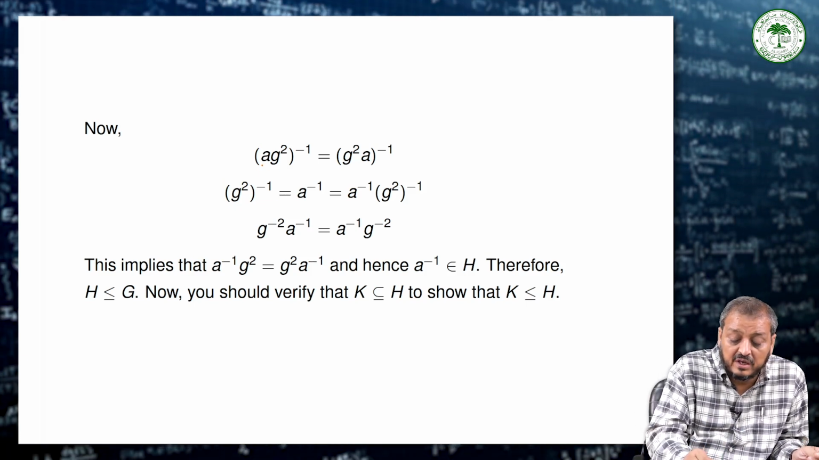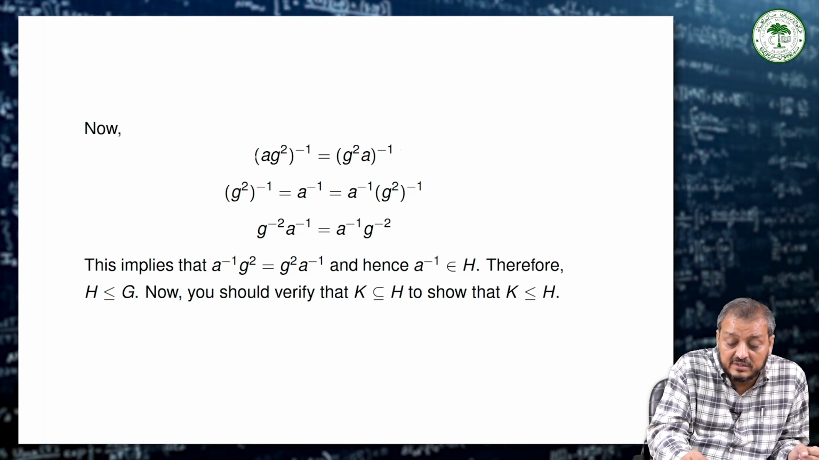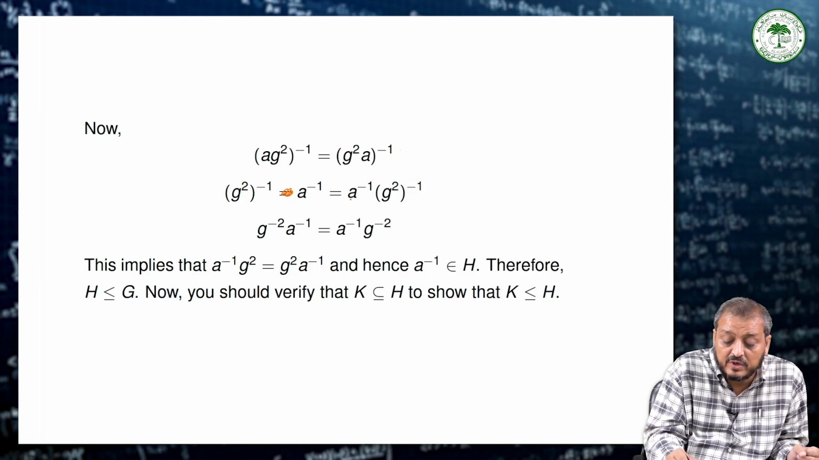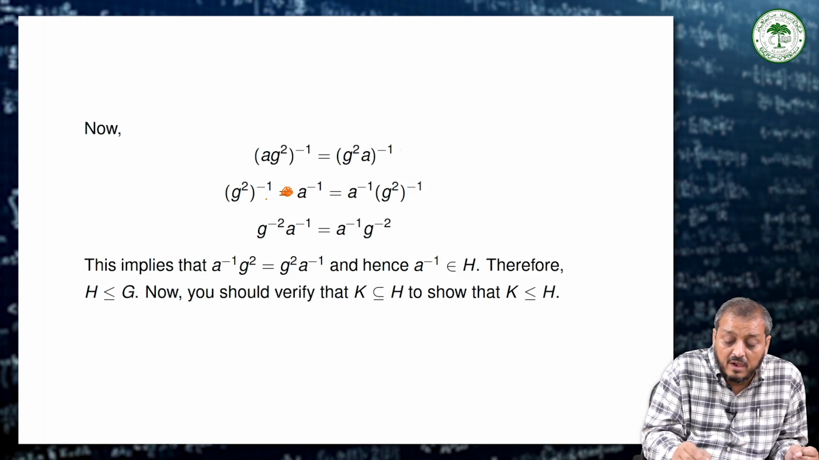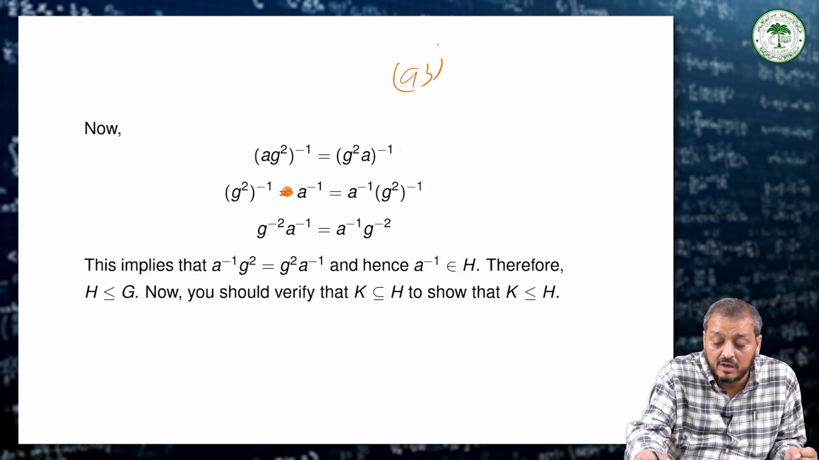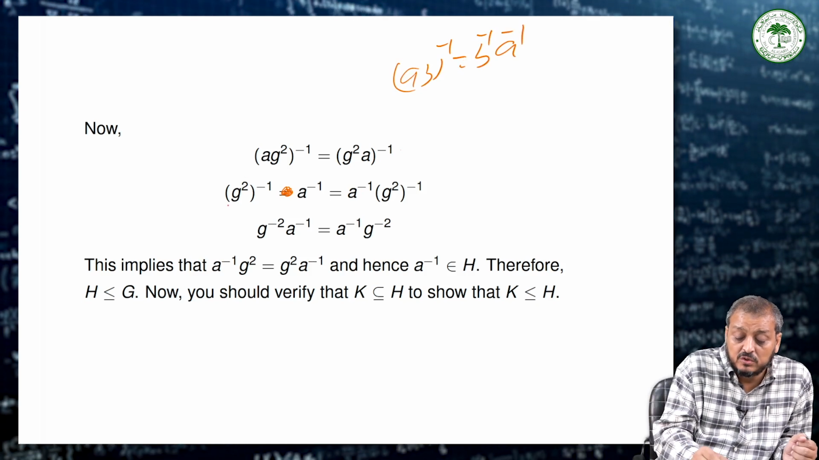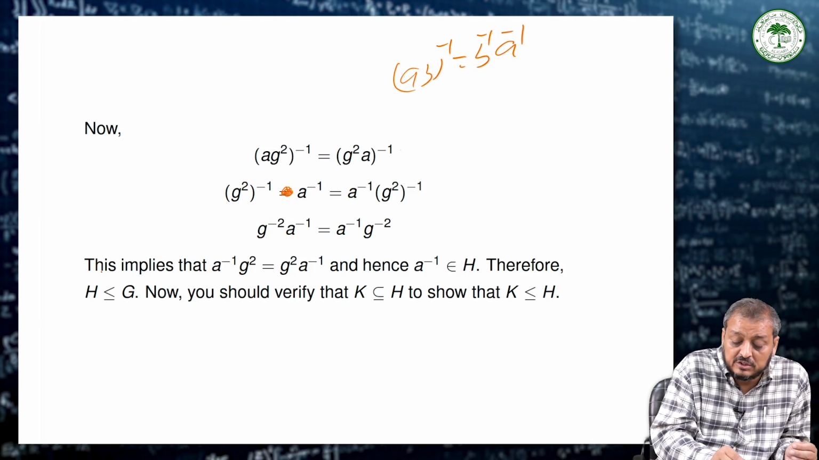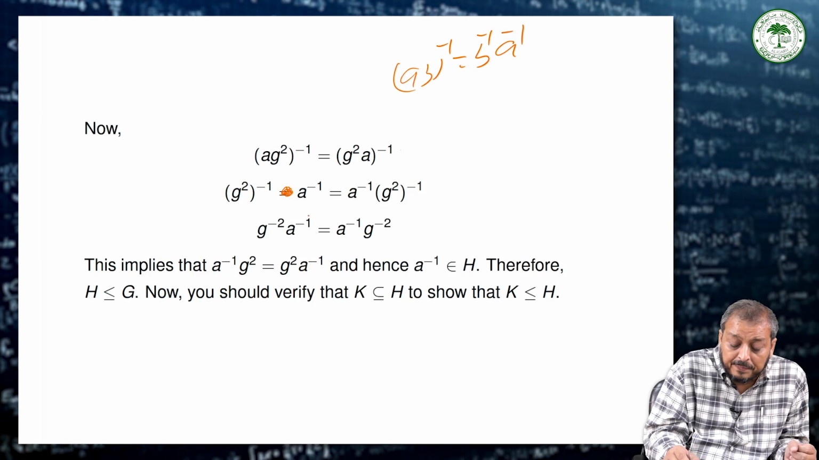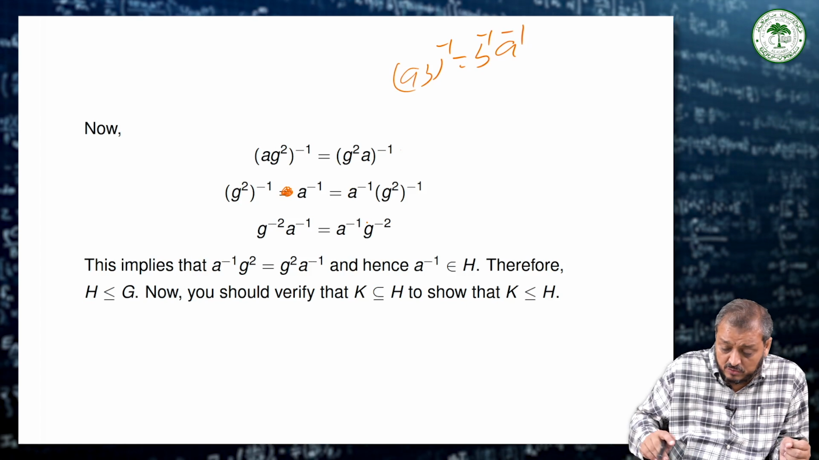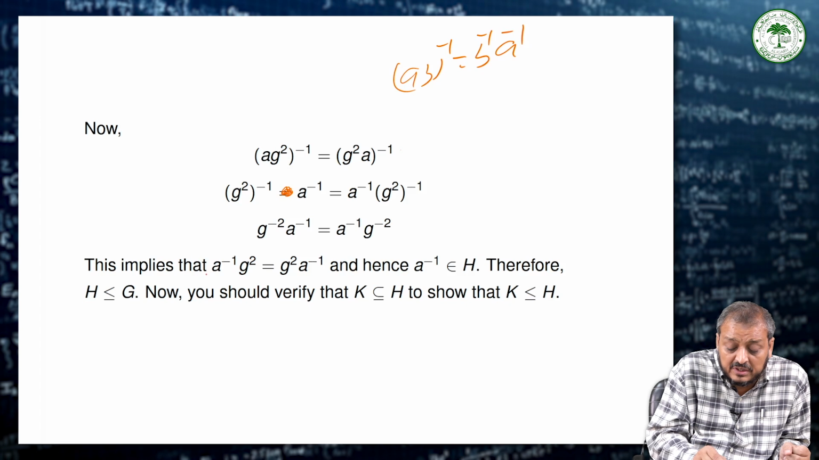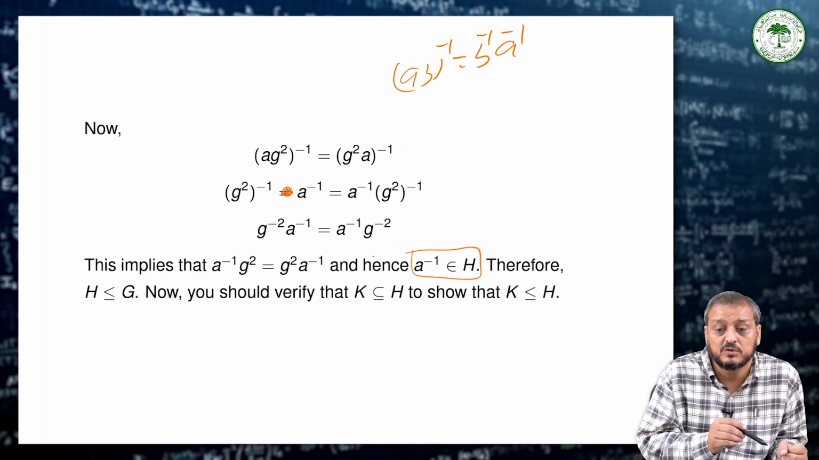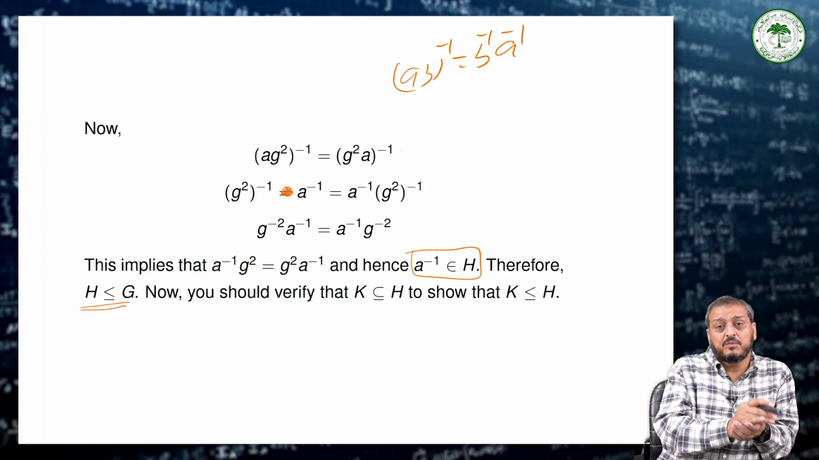So we take a g square inverse, sorry, this is not equal. So this is g square inverse into a inverse, which we can write as a inverse and then g square inverse. We use the property that (ab) inverse is equal to b inverse a inverse. So this is g to the power minus 2 times a inverse, and then a inverse times g to the power minus 2. This implies that a inverse g square is equal to g square a inverse, since g is an element of a group and so has an inverse. It means a inverse is an element of H. Therefore H is a subgroup of G. So the first part of this is complete.